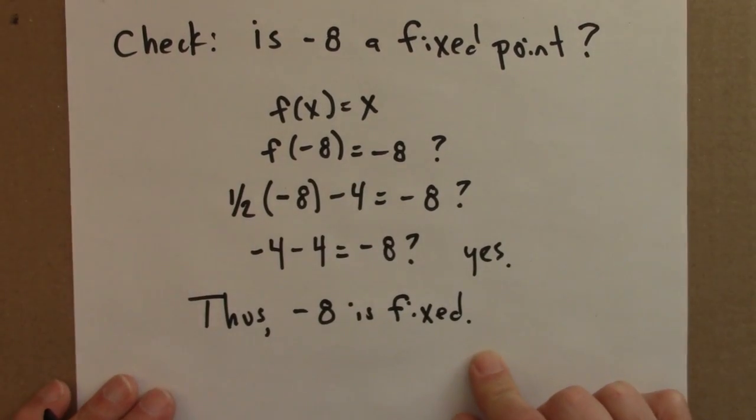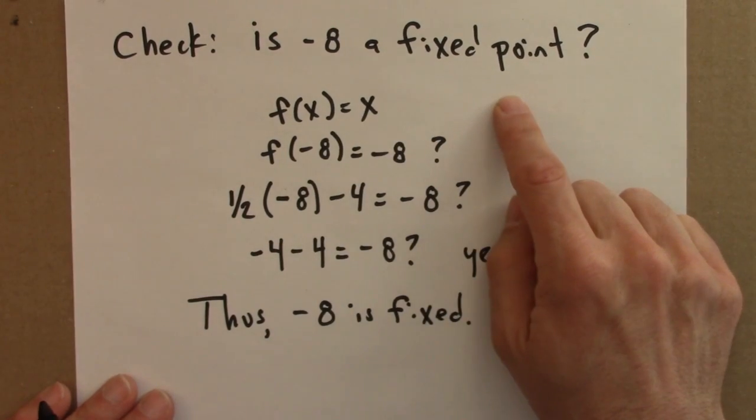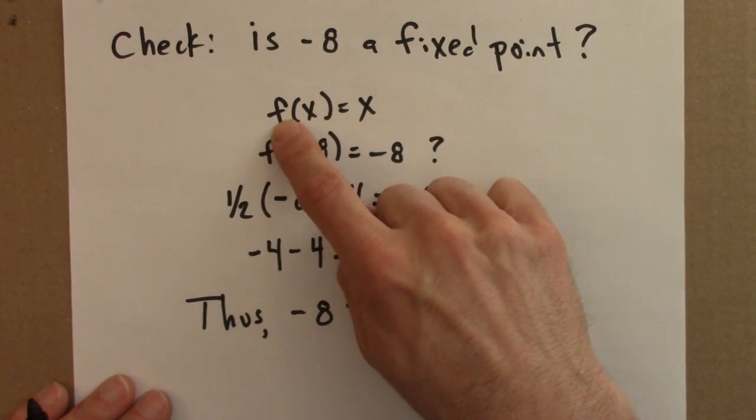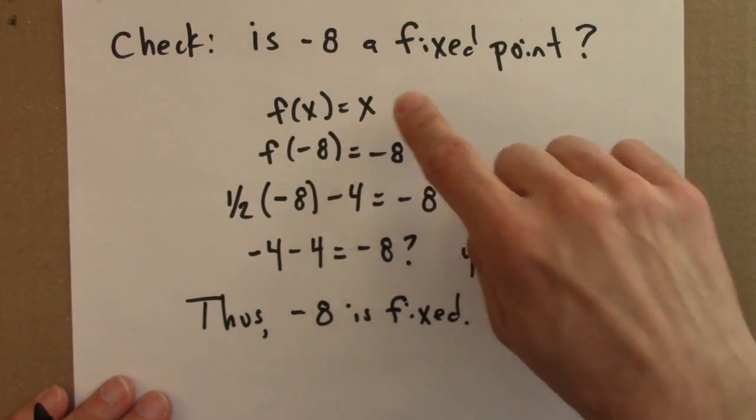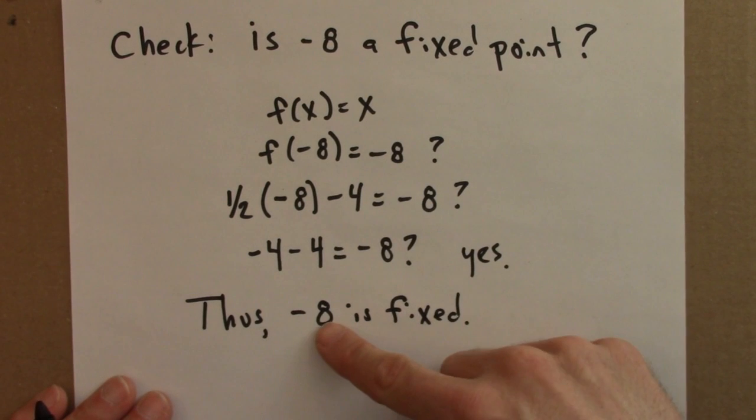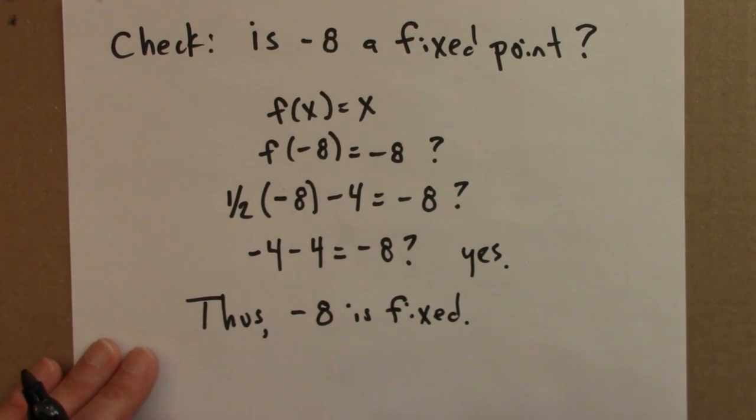So it's not hard to check to see if a number is a fixed point. You just plug it in, let the function act on it, and see if you get out the same number you started with. Here we do, so we conclude that yes, minus 8 really is a fixed point.